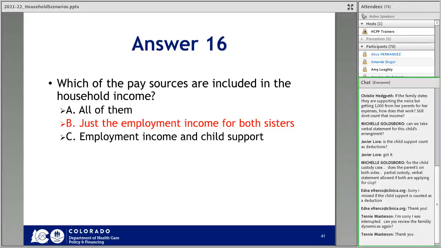Okay, so the answer for this one is just the employment income for both sisters. As we discussed with the previous household, CICP does not include child support. We also do not allow for things like WIC or SNAP or any of those to be included as an income source.